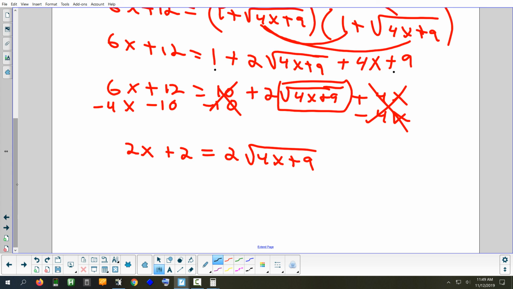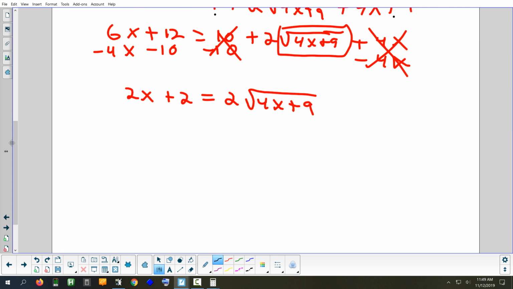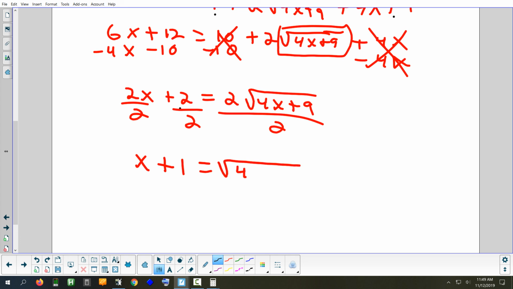Now, how could I move that 2 to the other side? Divide by 2, 2, 2. That gives you x plus 1 equals the square root of 4x plus 9. Now we have the root by itself again. What am I going to do on both sides?